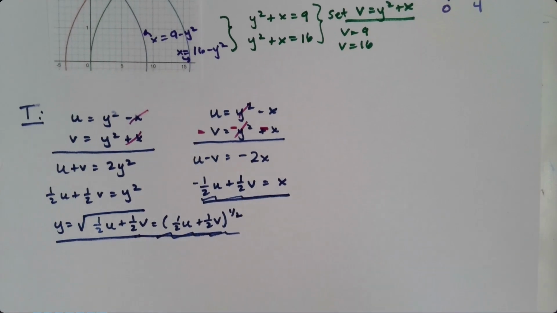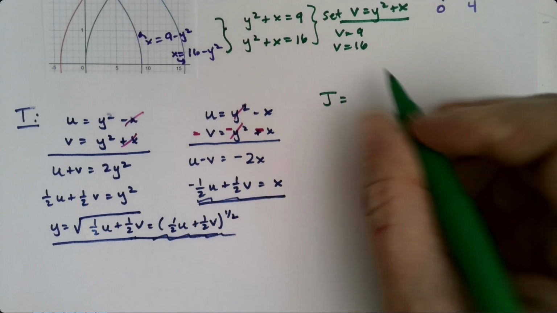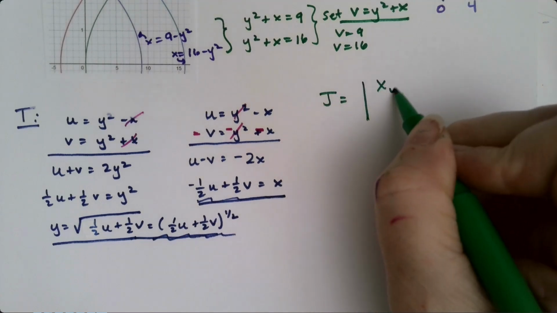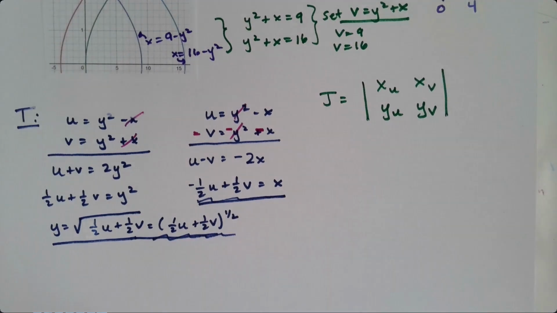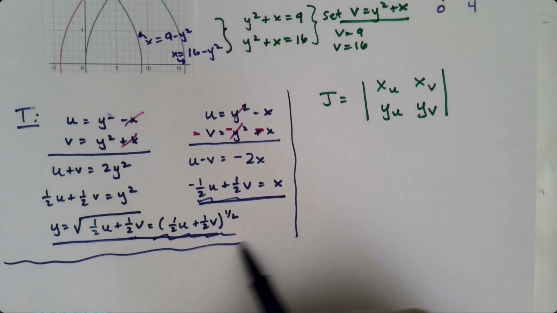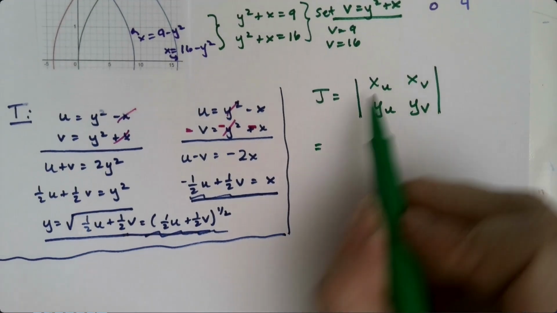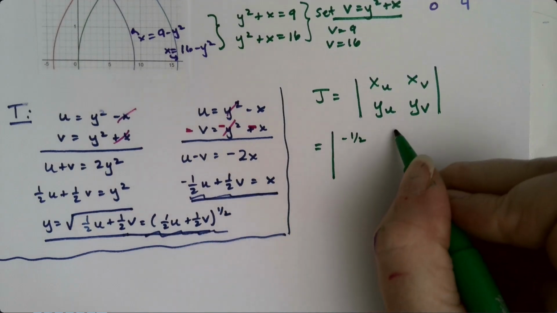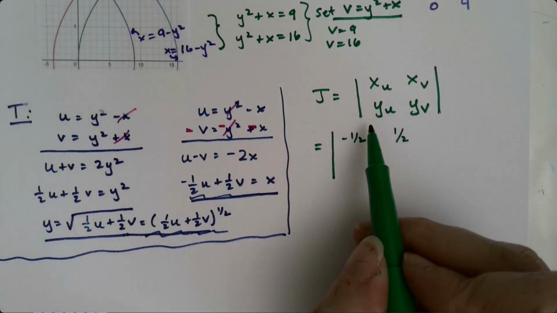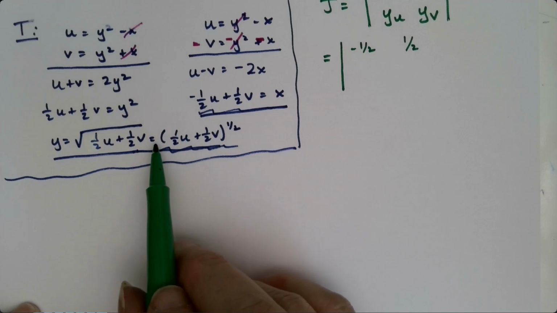All right, now the Jacobian. I am running low on space, so let me try to find it right here. So the Jacobian is xu, xv, yu, yv. And you might already realize why we're in a little bit of trouble here, because this is not going to be easy to find. That would be equal to, okay, the derivative of x with respect to u is a negative 1/2. The derivative of x with respect to v is a positive 1/2. So far, so good.